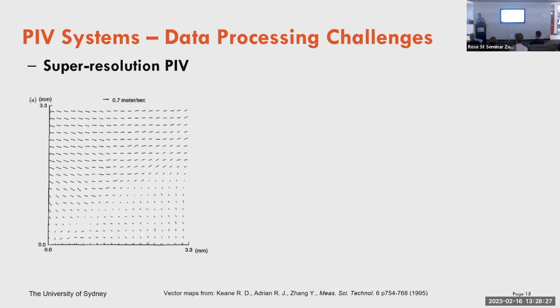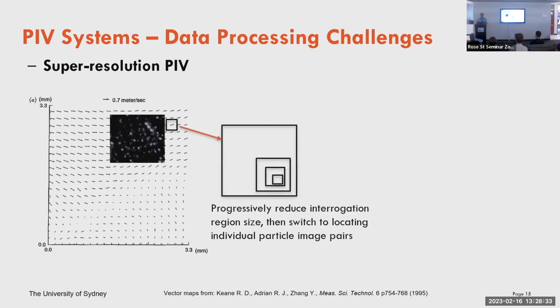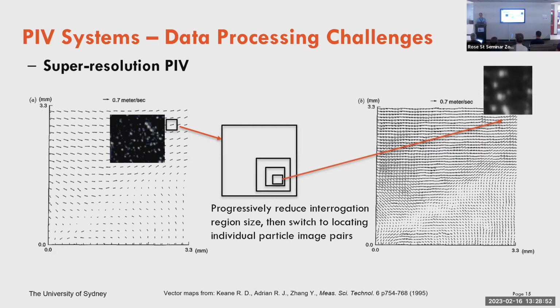And there was quite a lot of work done on what was called super resolution PIV, and that's still used now, where you start with a larger interrogation region, and then you iteratively reduce the interrogation region size down to the point where you have one particle pair. So you start by correlating a large region, and you go down and down, and then get into an individual particle image pair. And that can work pretty well, and it's still used now.